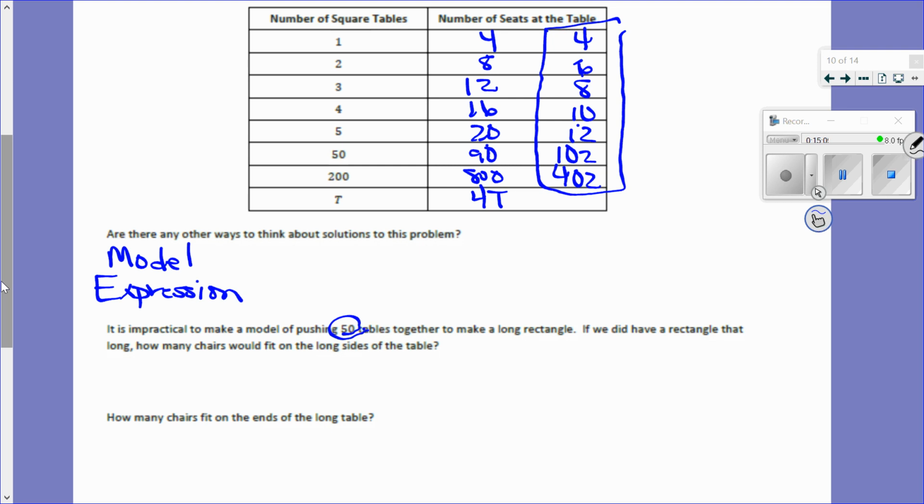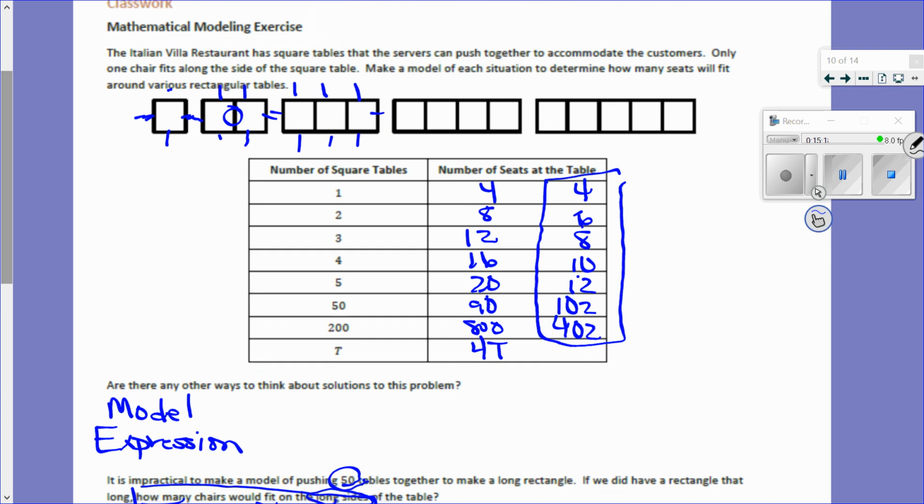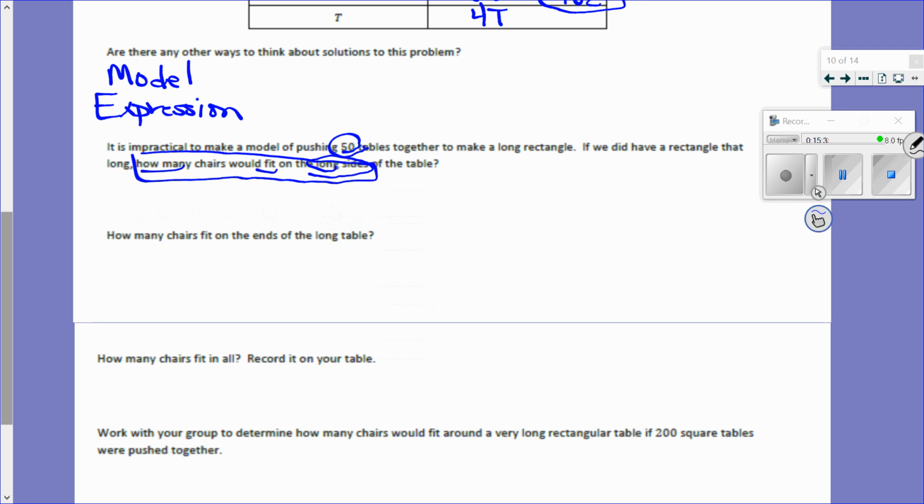So how many chairs would fit on the long sides of the table? There's our first question. In other words, when I'm saying the long sides, guys, I'm talking about these sides. If I had 50 of the tables all lined up, how many people in total are sitting on those two sides of the table? Now, just on those two sides. 100, because I have 2 on every side, right? So that would mean 100 chairs would fit on the sides.